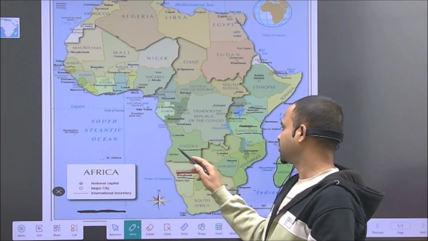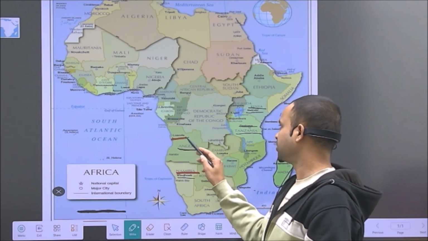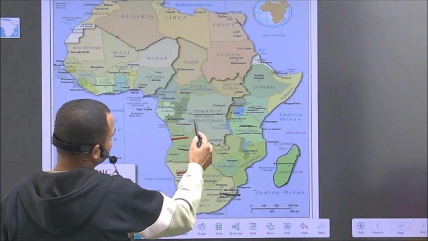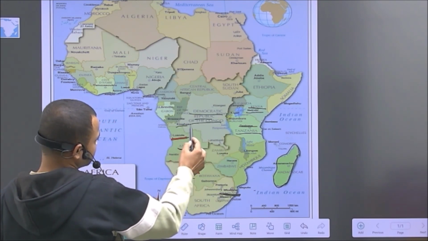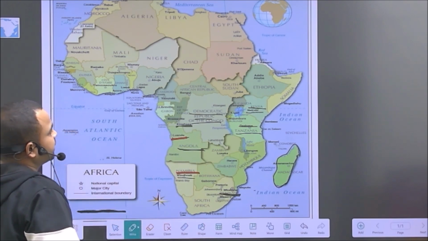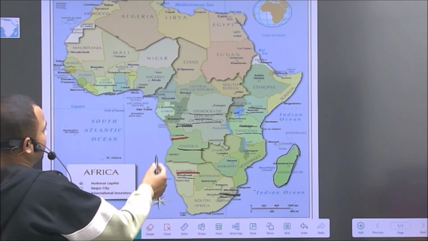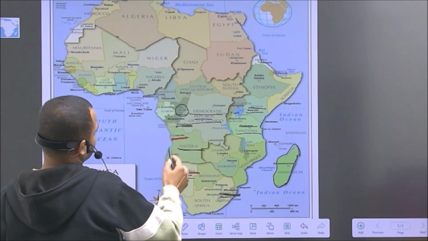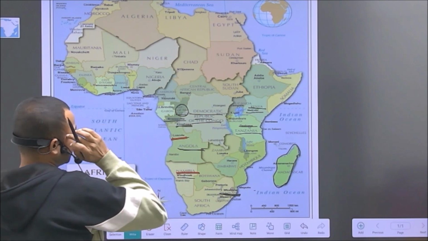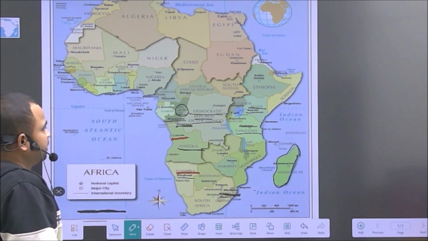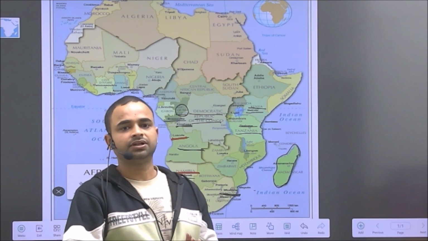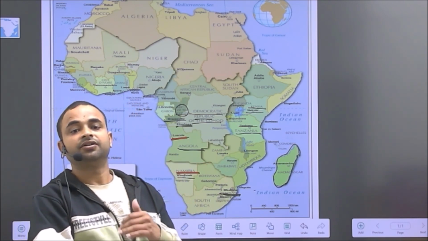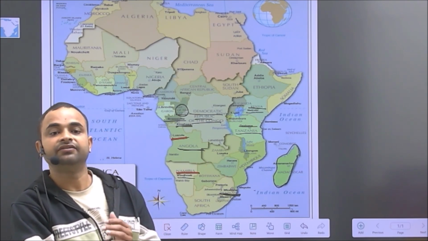Here Angola. Luanda is the capital of Angola. Here the Democratic Republic of Congo. Kinshasa is the capital of the Democratic Republic of the Congo. Here the Republic of the Congo. Brazzaville is the capital of the Republic of the Congo. It is very important to know that the Democratic Republic of Congo and the Republic of Congo are different countries.